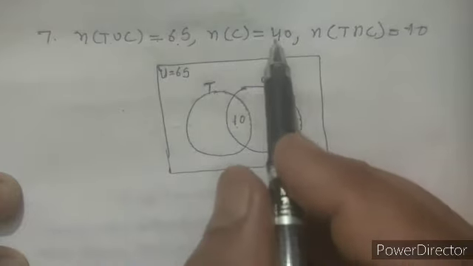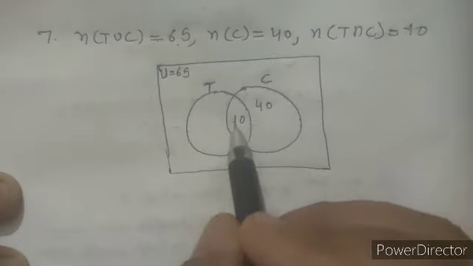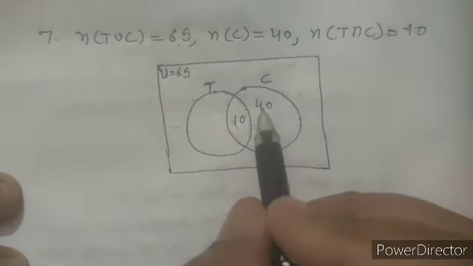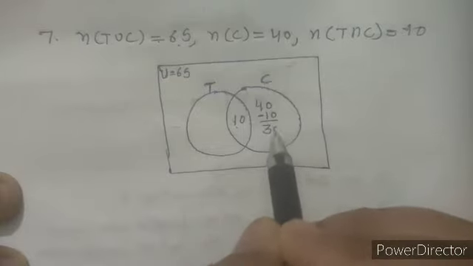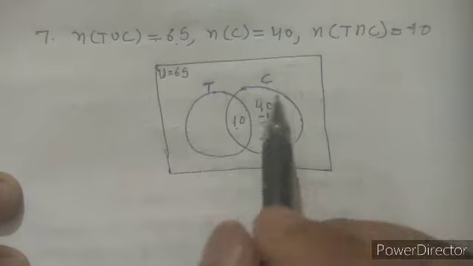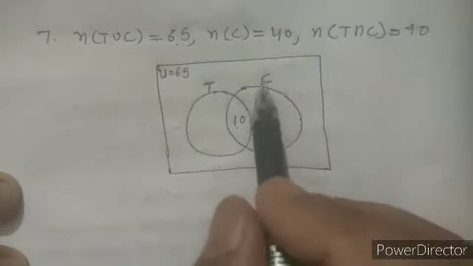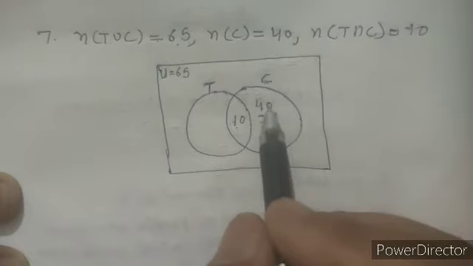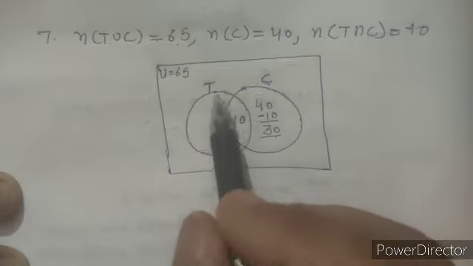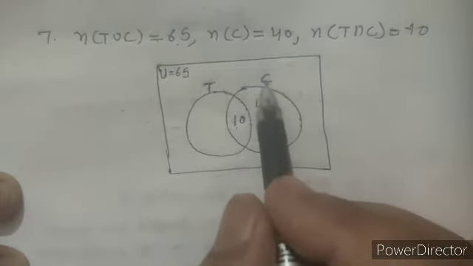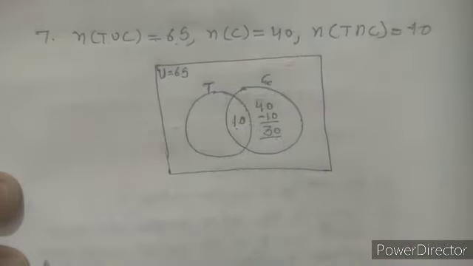Now the number of people who like cricket is 40, but as these 10 people are also included in this, we will subtract them, and that will give us 30. That means the number of people who like cricket only is equal to 30. Among these 40, 10 people like tennis also, so the number of people who like only cricket will be 40 minus 10, that equals 30.